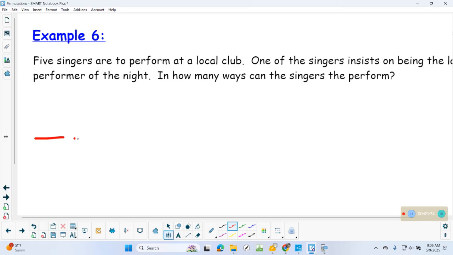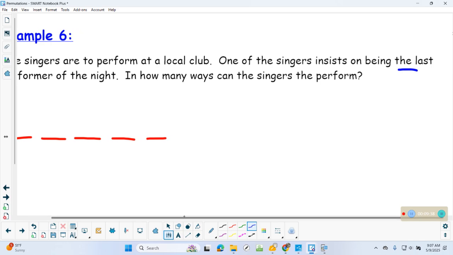So I'm thinking about my 5 singers. I'm going to do it counting principle style first, where I just multiply the numbers. I'll show you the formula if you want to do it that way. Now, here's the tricky part on this one. One of the singers has to be last.